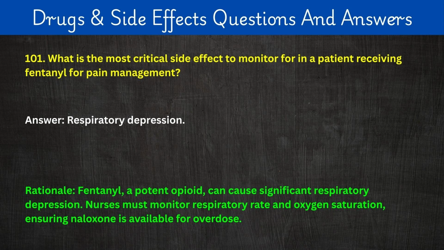101. What is the most critical side effect to monitor for in a patient receiving fentanyl for pain management? Answer: respiratory depression. Rationale: fentanyl, a potent opioid, can cause significant respiratory depression. Nurses must monitor respiratory rate and oxygen saturation, ensuring naloxone is available for overdose.